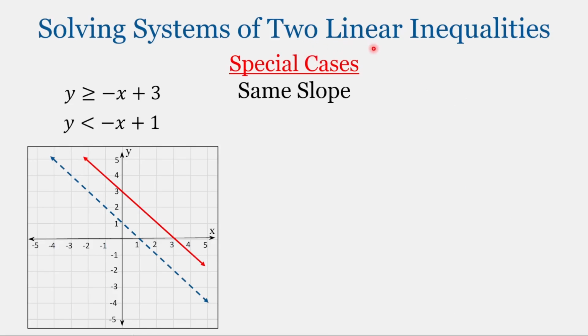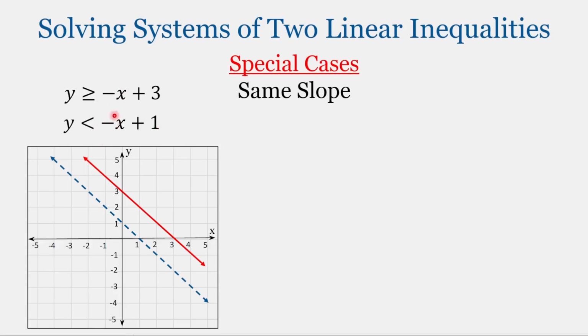Now let's look at two linear inequalities. And today we're going to look at what can happen when our two boundary lines are parallel. And in a later lesson, we'll look at when our boundary lines represent the same line and see what we can get there. So for this system, we have y greater than or equal to -x plus 3 and y less than -x plus 1.